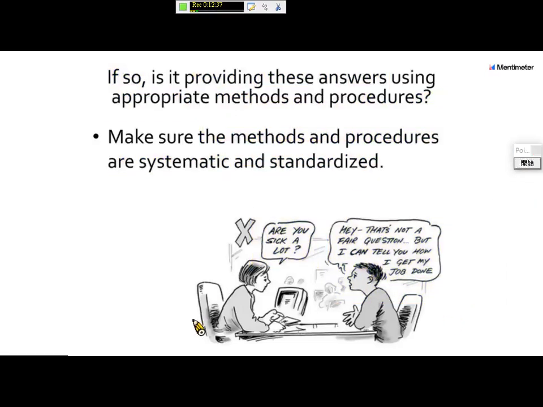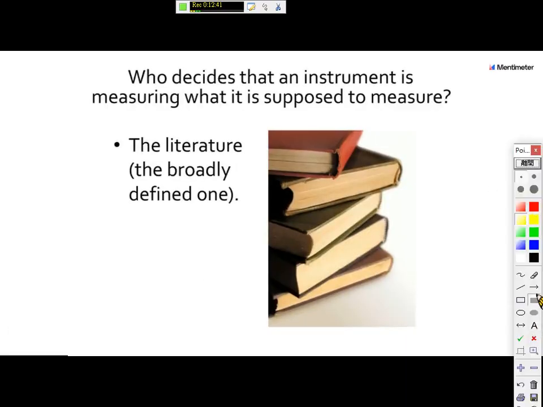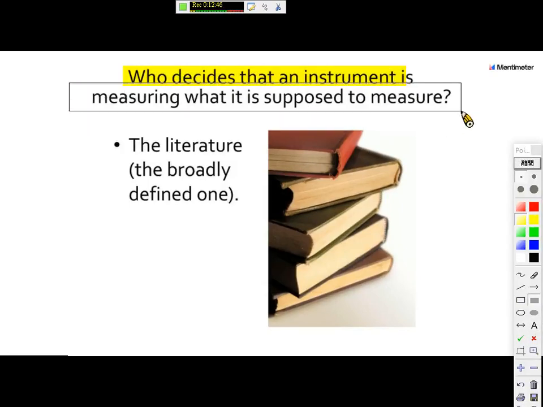Let's move on. Who decides that an instrument is measuring what it is supposed to measure? We know we need to have a valid research instrument to collect the data that we need for our research question, right? But how can you make sure that this research instrument is valid? How? Well, the magic word is literature.